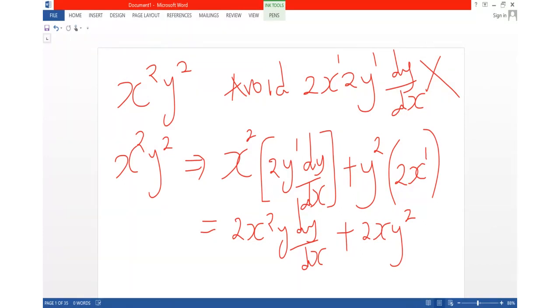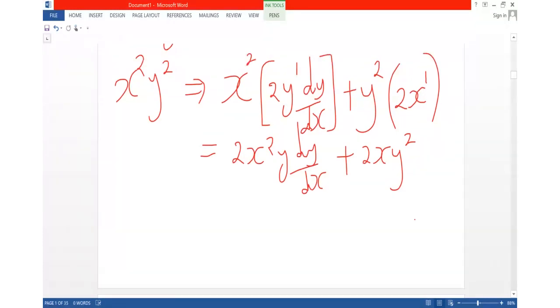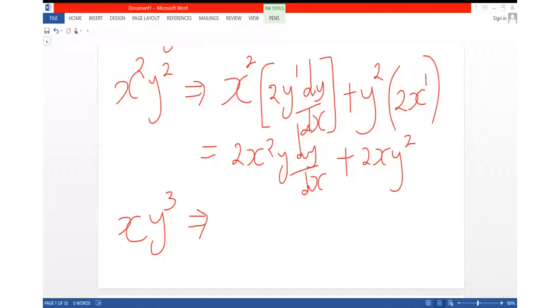So very important, product rule will work. Let me give you one to try here: x and y to power 3. Try that one there, differentiate that one. We have said that one is a product of two functions, and we'll need to use the product rule, because we never differentiated the x.